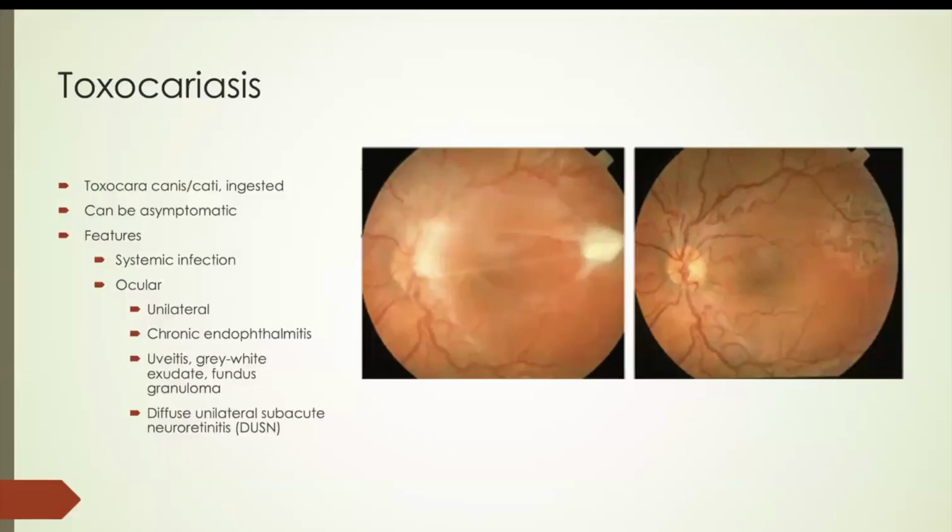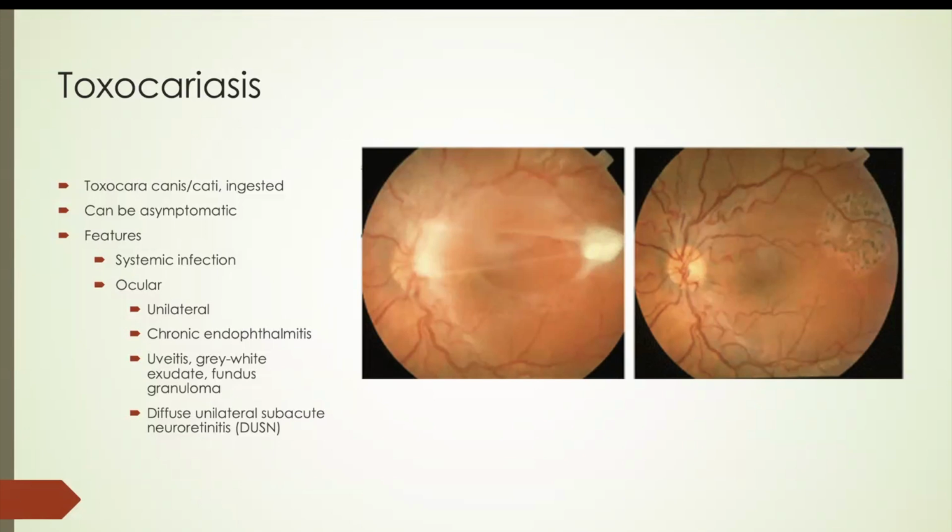So toxocariasis, similar to toxo in sometimes how it presents, but it can sometimes be a bit more dramatic in terms of the vision. Toxoplasmosis is a bit kinder to the eye unless you're looking at macular lesions, whereas toxocariasis can be a bit more dramatic to the vision.